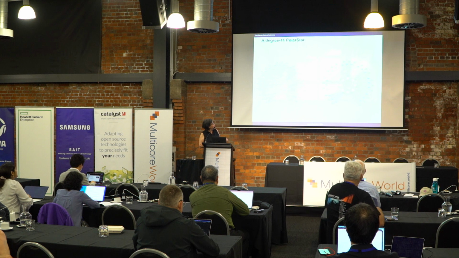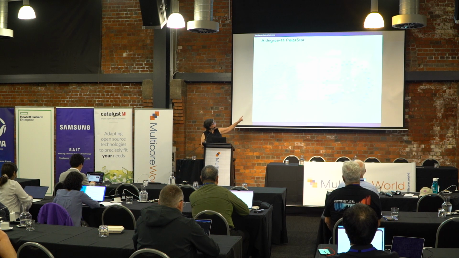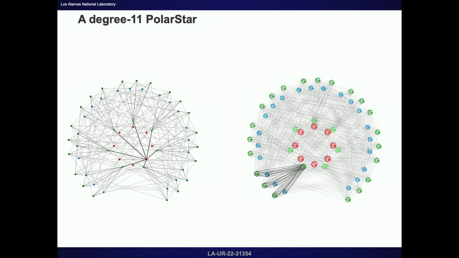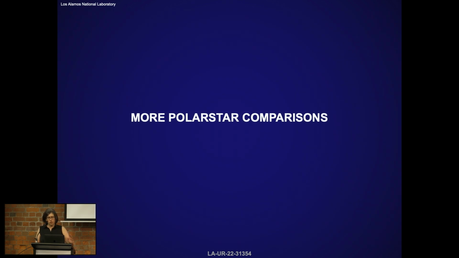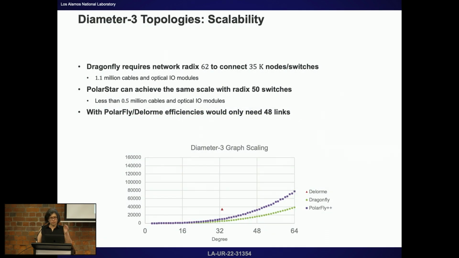So here's a degree 11 Polar Star looked at from above in that layout. And you can see the nodes here, but you can see the supernode graphs here, and all the edges are represented in gray. So let's do a few comparisons here. Scalability, it's quite scalable. Dragonfly requires network radix 62 to connect 35K nodes, and Polar Star achieves the same scale with radix 50.